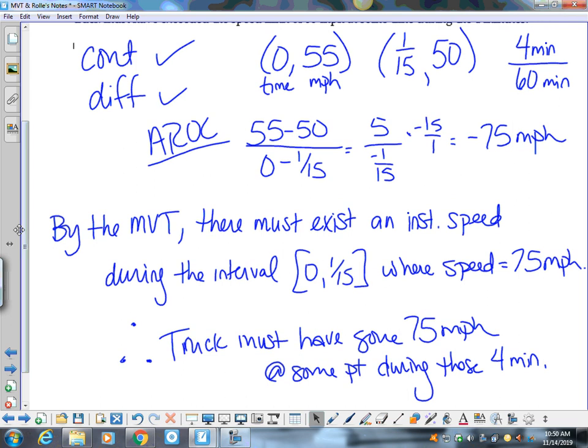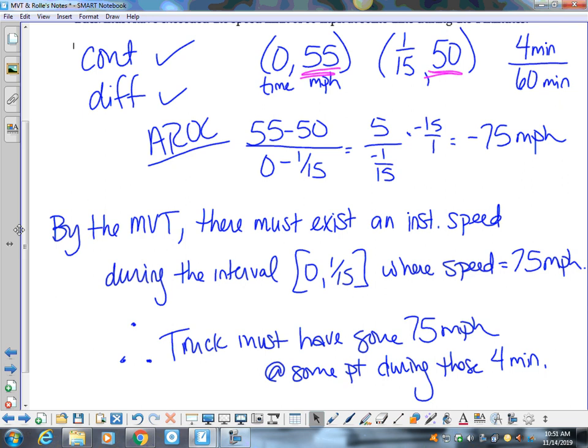Let me look. Yeah, he started at 55 and ended at 50. Which means he had to cross all the speeds between 55 all the way up to 75 and all the way back down to 50. So all of those speeds he had to hit at least twice. And he could have hit 75 more than once. And remember, the 75 is an average rate of change. So actually that means that he went much faster than 75 miles an hour because it averaged out to 75 miles an hour.